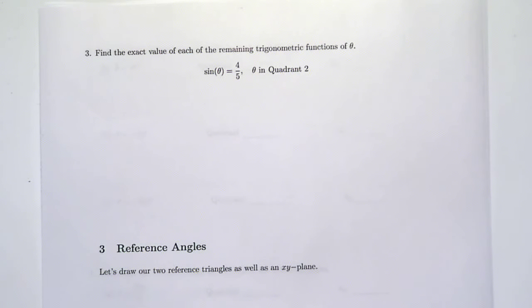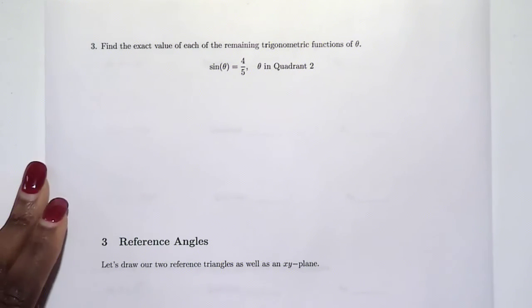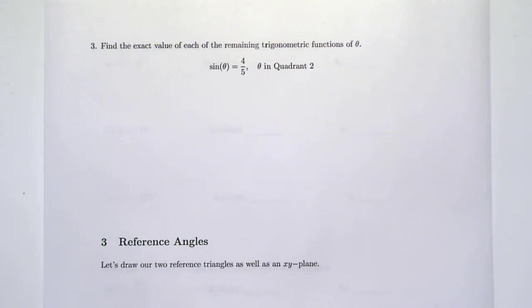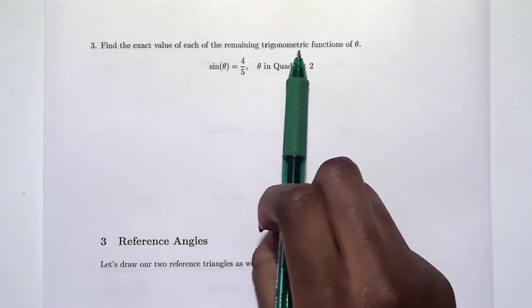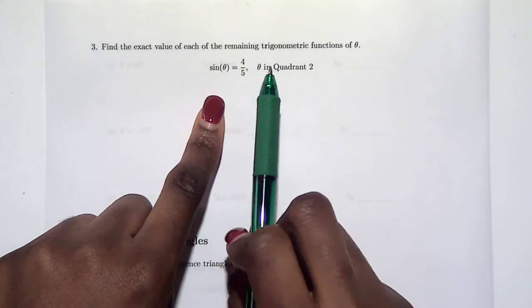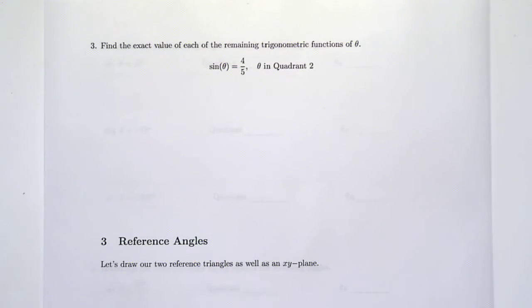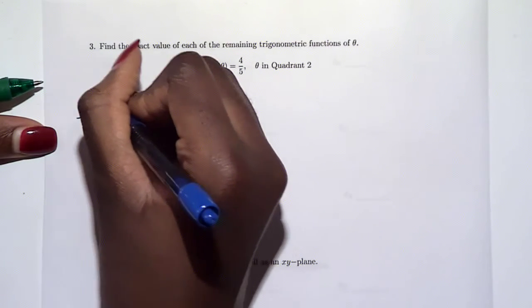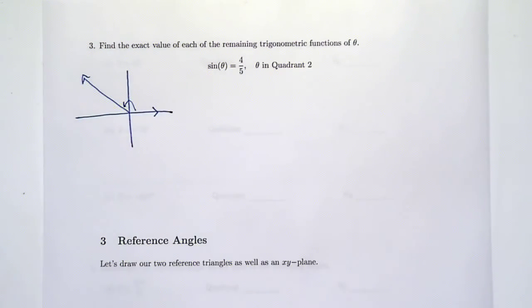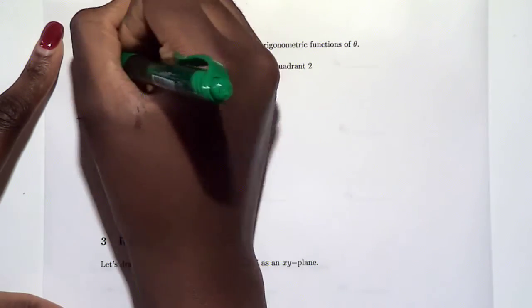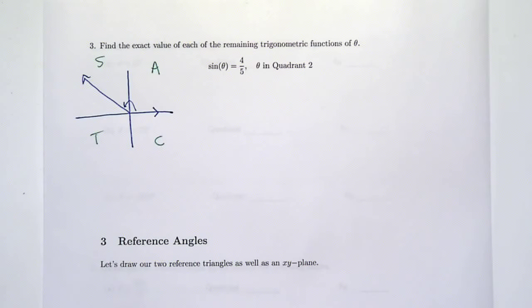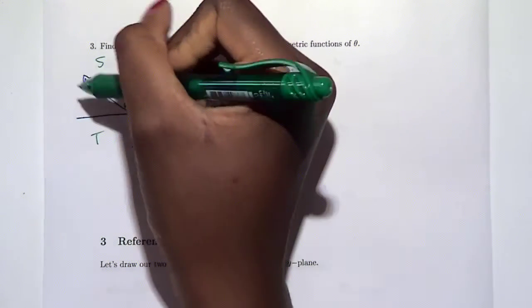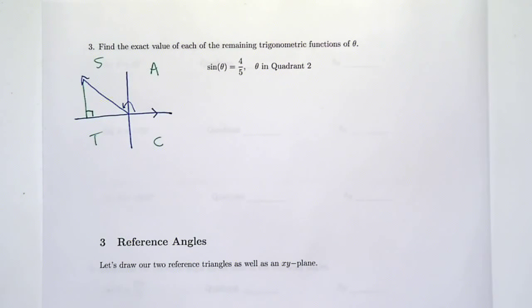All right, so it says find the exact value of each remaining trig function of theta where sine of theta is 4 over 5 and theta is in quadrant 2. All right, well, let's draw this out. Our angle is in quadrant 2, so that means it starts here, ends in quadrant 2. This is our angle. We know All Students Take Calculus tells us which trig functions are going to be positive and negative. So we can think about this triangle right here, and you actually don't even have to think about it on the graph. You can just take the triangle out.